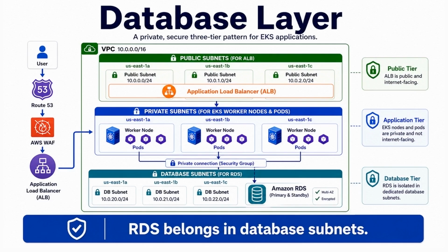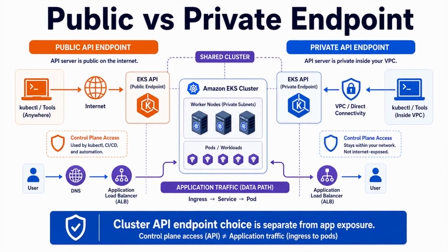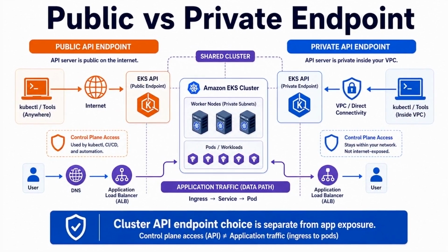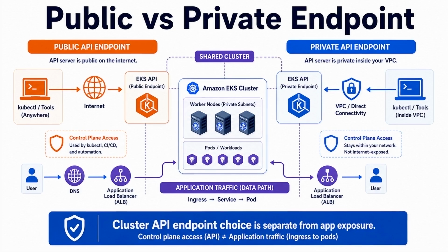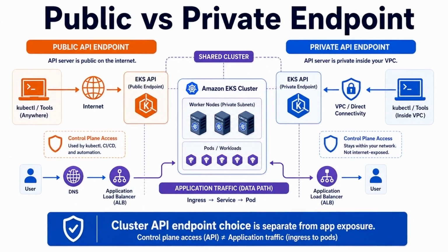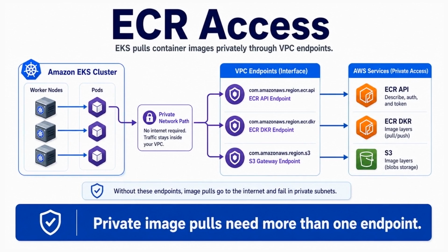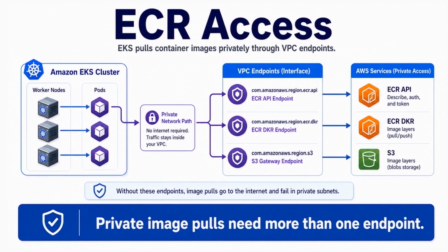The EKS control plane endpoint is a separate decision. A public endpoint allows API access from outside the VPC, with tight controls, while the private endpoint keeps Kubernetes API traffic inside VPC-connected networks. Private cluster networking is only part of the story. The workloads still need AWS services.